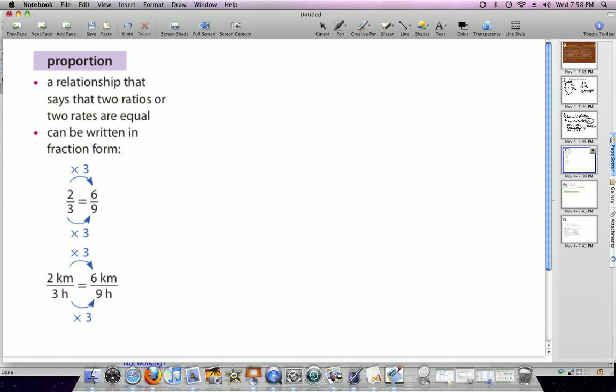I don't think so. So a proportion, and this is the first thing that I want you to really get down nice and neat on that glorious foldable of yours, is a relationship that says that two ratios or two rates are equal, and you can write it in fraction form. See? Fraction form. 2 over 3 equals 6/9. 2 kilometers in 3 hours, 6 kilometers in 9 hours. We could also put that in a ratio table.